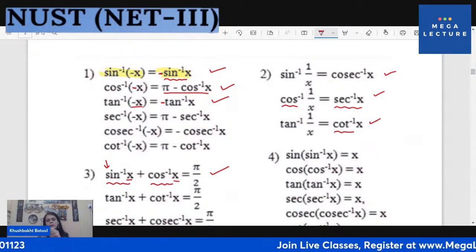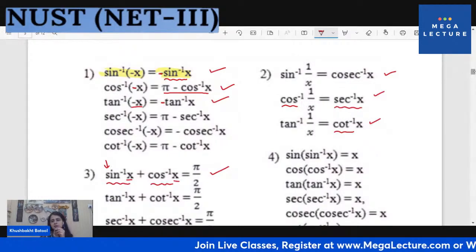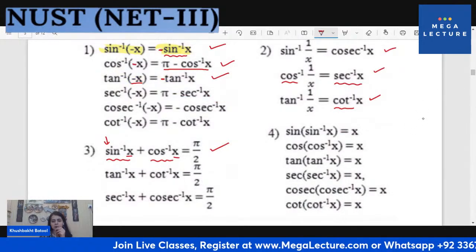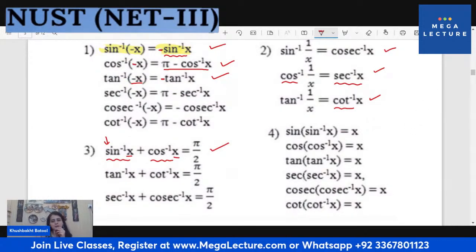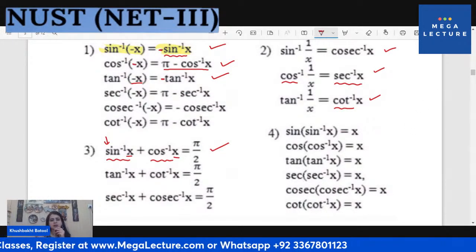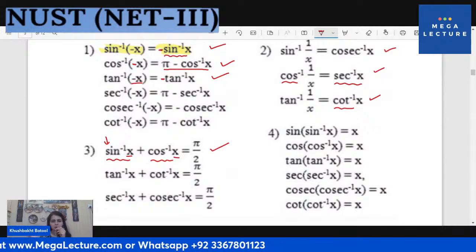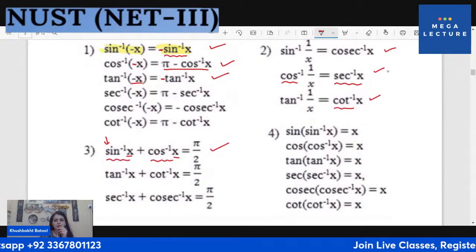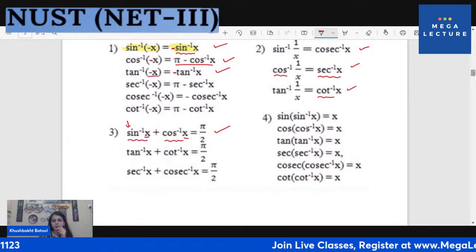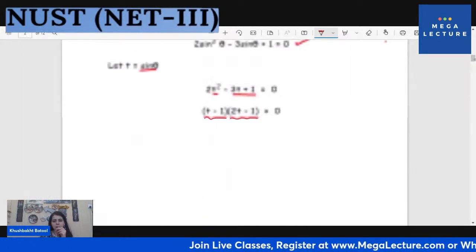All right. And then the fourth group is easy. It makes sense. It's okay if you don't memorize them. Obviously, you know sine and sine inverse would be cancelled out. It would give you x. Cos and cos inverse would be cancelled. Tan and tan inverse would be cancelled, and so on. Right? Okay. So this is what we'll be dealing with in this chapter.